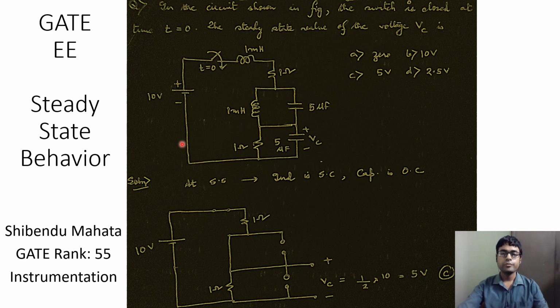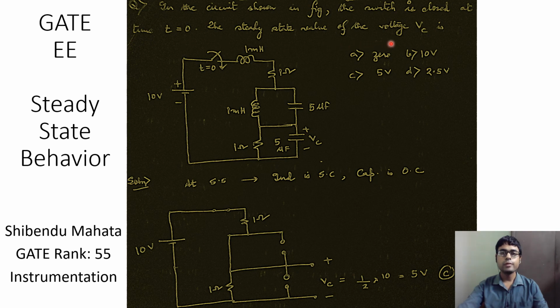This is a GATE problem from circuit theory for an electrical engineering paper, and the question primarily deals with the steady state behavior of the circuit. So here is the problem statement. In the circuit shown in the figure, the switch is closed at time t equal to 0.